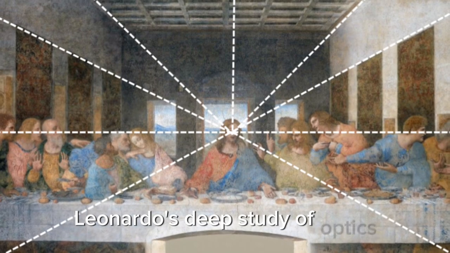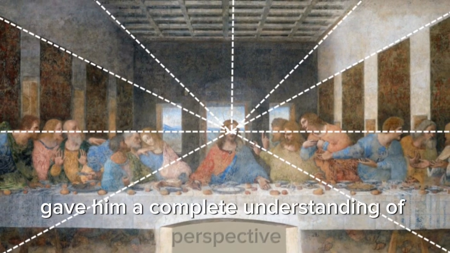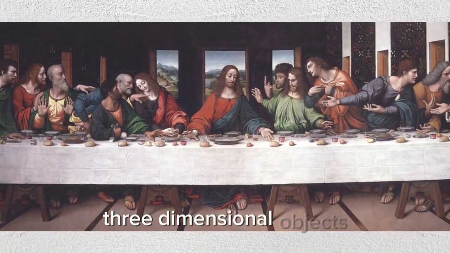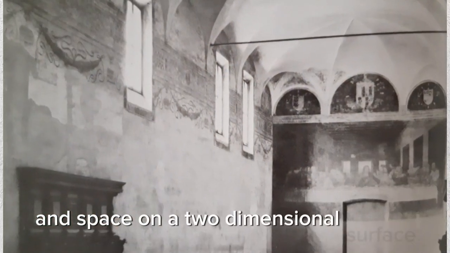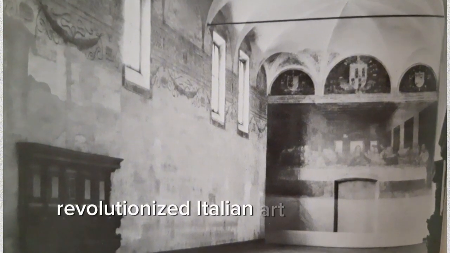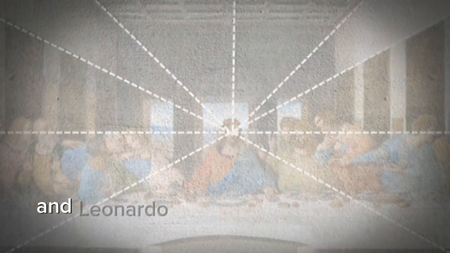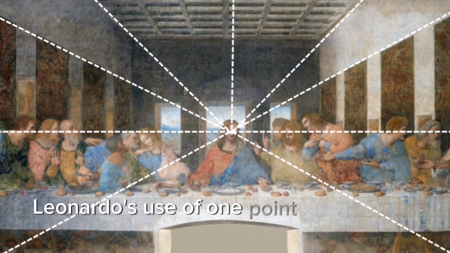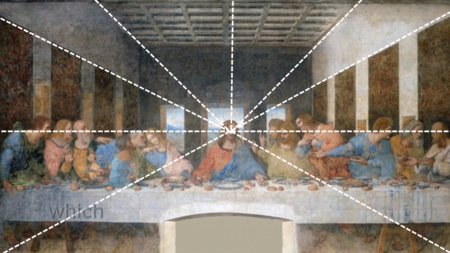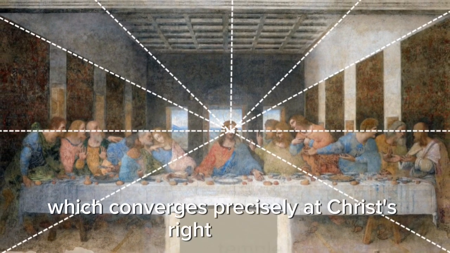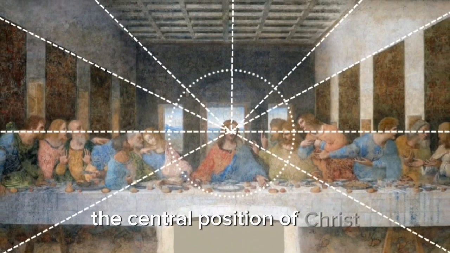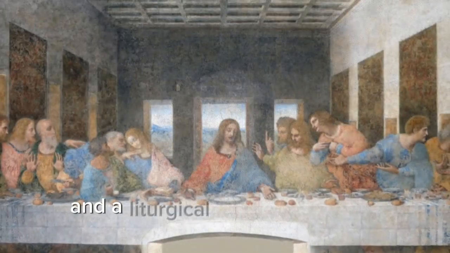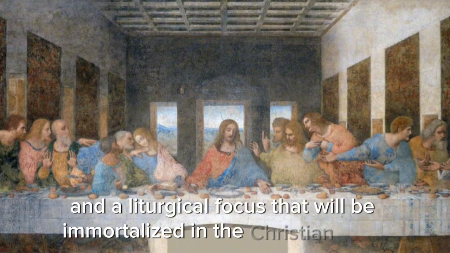Leonardo's deep study of optics gave him a complete understanding of perspective. The rediscovery of the mathematical system for representing three-dimensional objects and space on a two-dimensional surface revolutionized Italian art in the 15th century, and Leonardo quickly became a master of it. We must mention Leonardo's use of one-point perspective in the Last Supper, which converges precisely at Christ's right temple. The central position of Christ is important as a technical device, a psychological element, and a liturgical focus that will be immortalized in the Christian Mass.